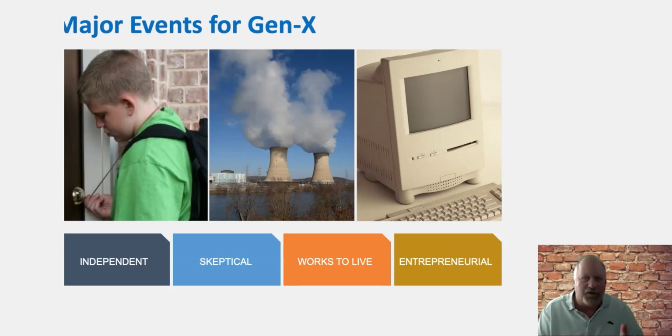The next is they actually experienced some major tragedies. They had what we call the Three Mile Island accident, a big nuclear accident. They had nuclear power during that time and nuclear weapons and things like that that shaped their thought about energy and about the safety of governmental practices. They also were the first ones to experience what we call the microcomputer, so they were the first ones to actually start using computers. These individuals tend to be independent. They tend to be skeptical of things because they're skeptical about what happened with the government. They work to live, and they tend to be very entrepreneurial as individuals.